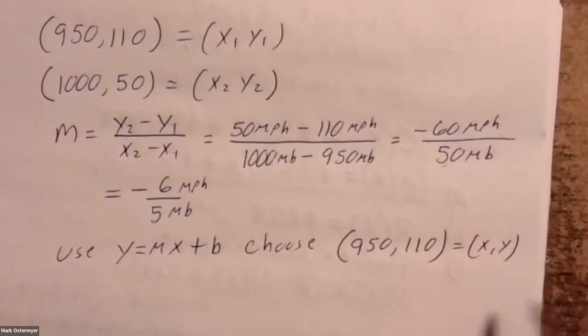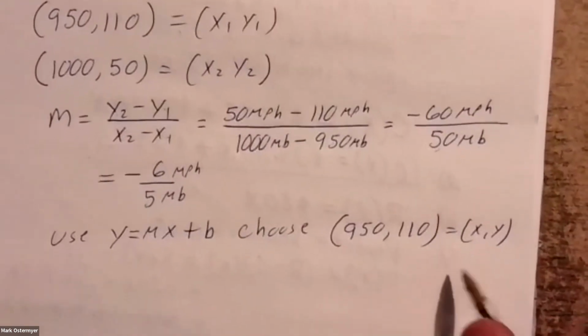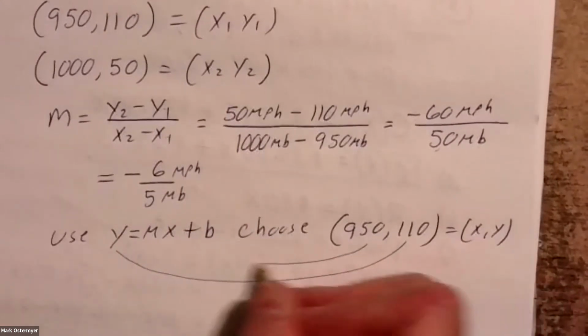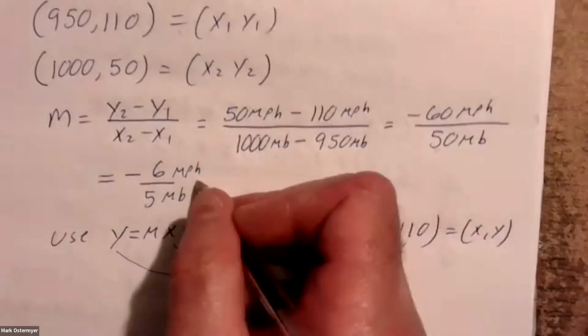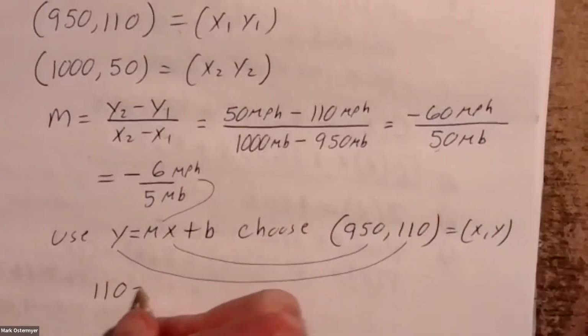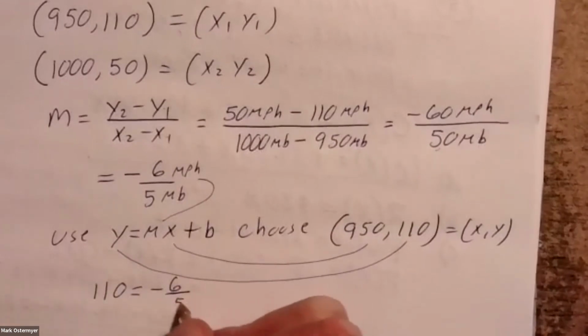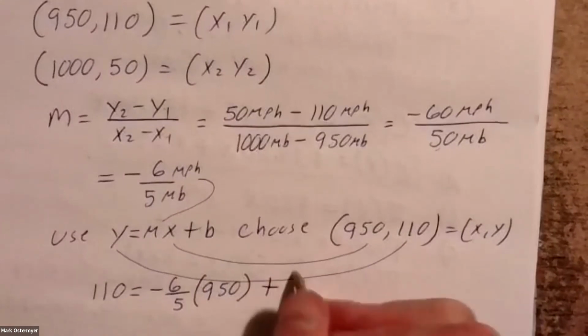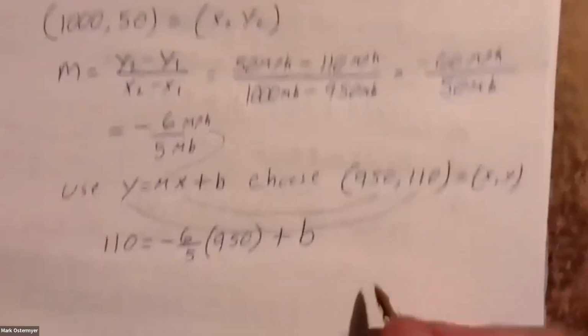If this is a point that sits on the line whose equation we're trying to write, it must satisfy the equation. That's to say, I'm going to replace the y variable with 110, the x variable with 950, and the slope is replaced with negative 6/5. Just make our substitutions, drop everything in where it belongs. And now we've got to solve for the y-intercept b.